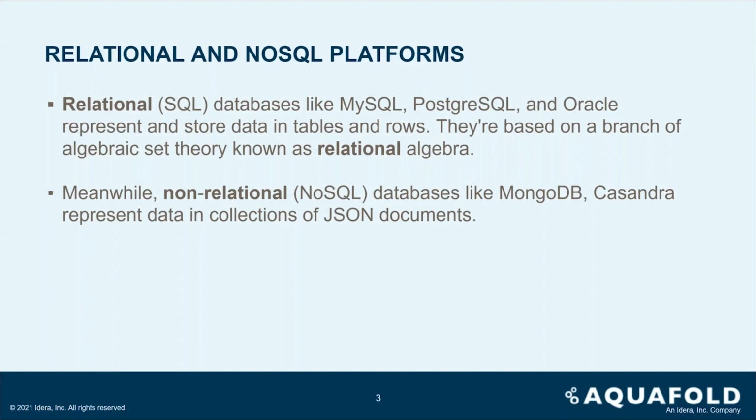So you have relational and NoSQL platforms. Relational databases like MySQL, Postgres, Oracle, SQL Server represent data in tables and rows, and they are based on a branch of algebraic set theory known as relational. You usually have a parent and a child relationship. Meanwhile, non-relational NoSQL databases like MongoDB represent data in collections and JSON documents, and they're usually stored on some type of server.